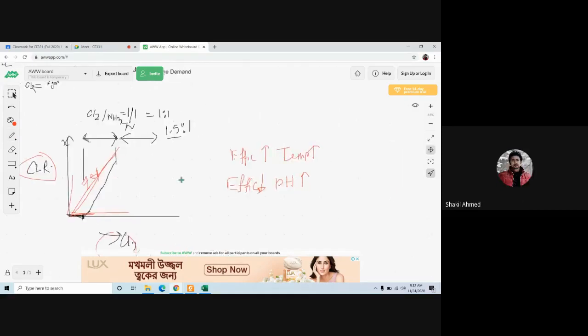Or I can write it in this way: efficiency is increased with decreasing pH. So if temperature increases, efficiency increases. If pH decreases, efficiency increases.